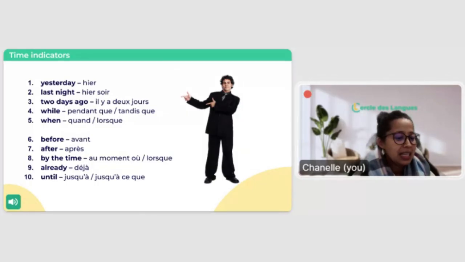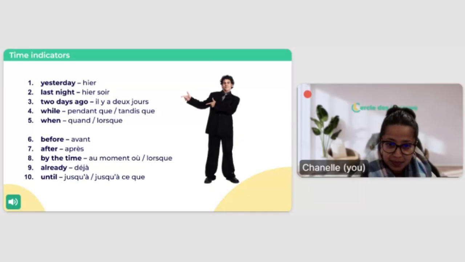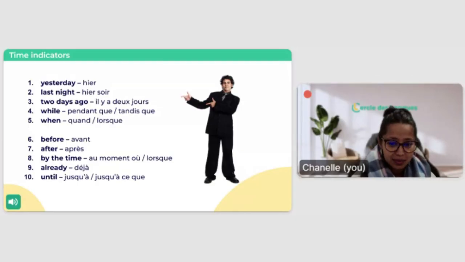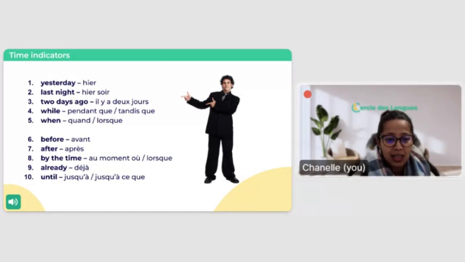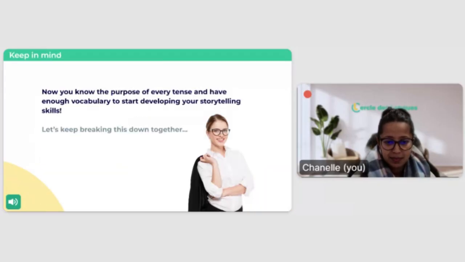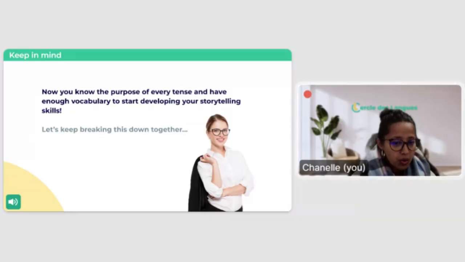Some of the time indicators that you could see in the slides are yesterday, last night, 2 days ago, while, when, before, after, by the time, already, or until. Now you know the purpose of every tense and have enough vocabulary to start developing your storytelling skills. Let's keep breaking this down together.